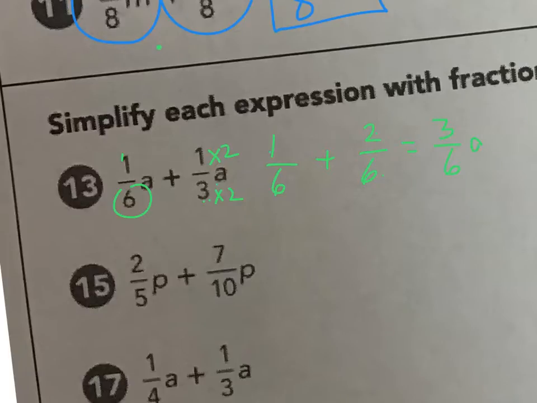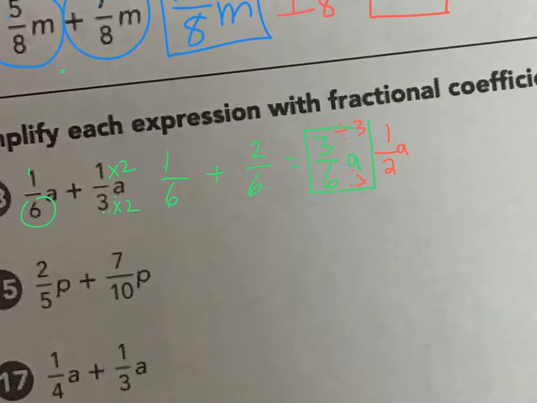There's my a. This would be correct, but I could still reduce it further. I could divide this by 3, divide this by 3, and get 1/2 a. And there's my more simplified expression.